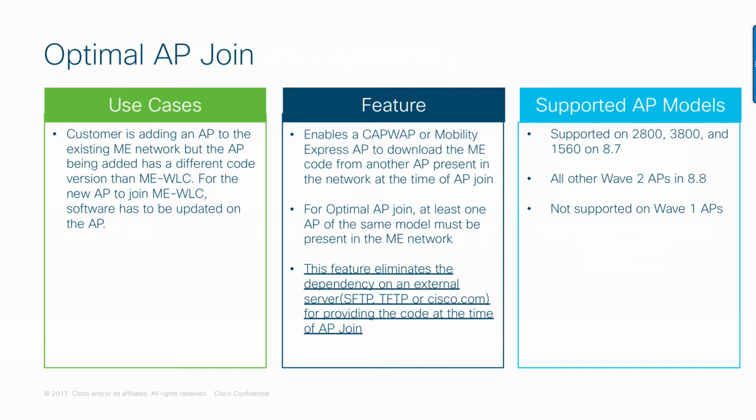In terms of the AP models that support this feature, in 8.7 it is supported on 2800, 3800, and 1560. For all the remaining Wave 2 APs, this feature will be supported in 8.8. One thing to note here is that this feature is not supported on Wave 1 APs, so 1700, 2700, and 3700 would not support this feature.